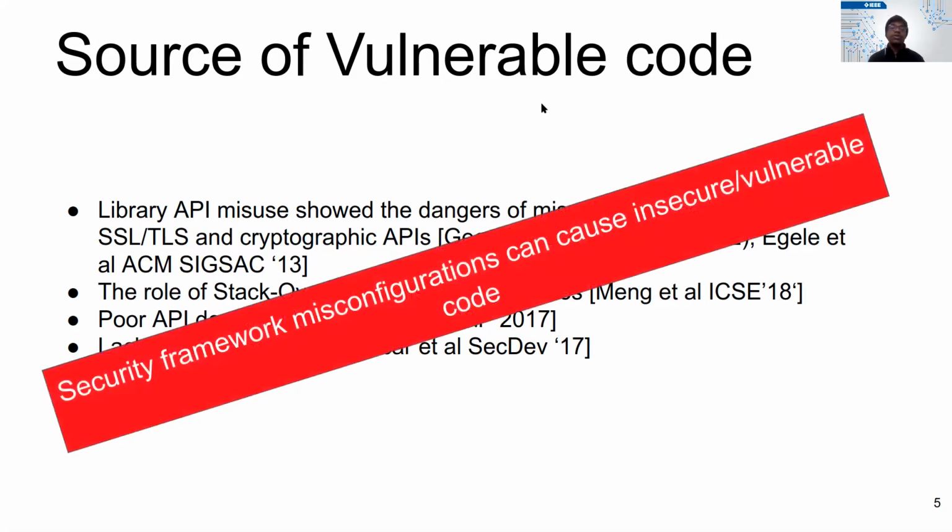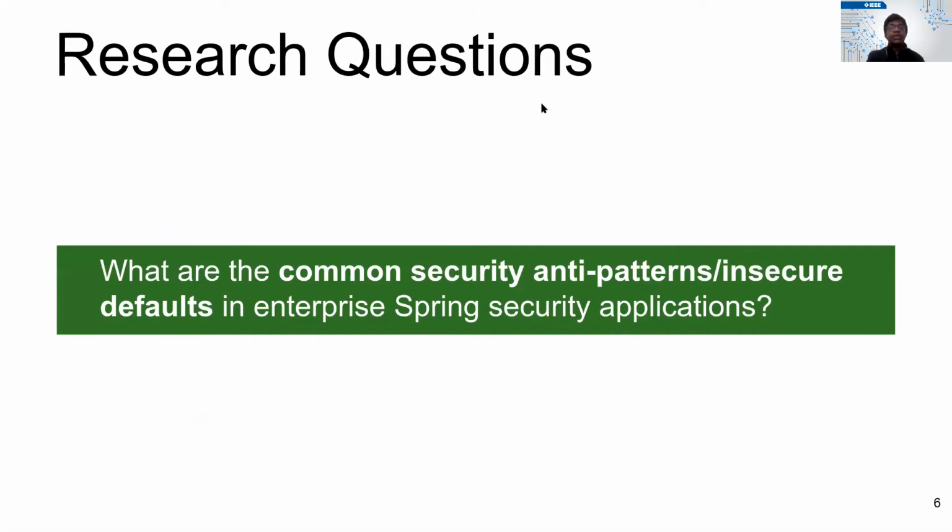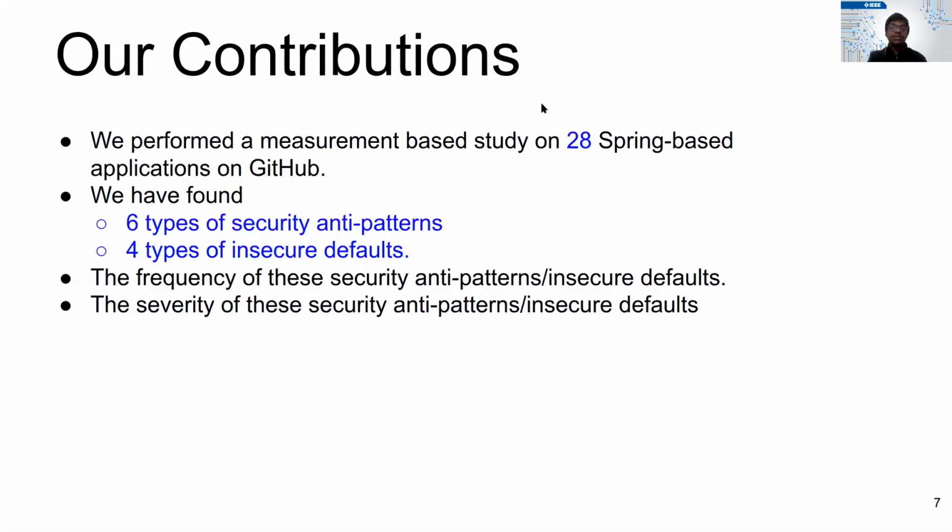In this work, we are going to focus on a different thing. We are going to focus on how misconfiguring security framework can cause insecure or vulnerable code. We are going to focus on only Spring Security, which, as I have previously mentioned, is one of the most popular security frameworks in the industry. So we asked the following research question. What are the common security anti-patterns and insecure defaults in enterprise level Spring Security application?